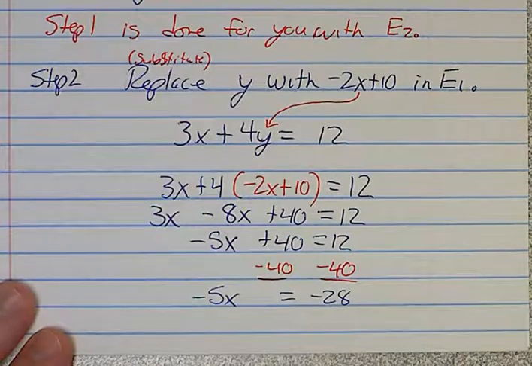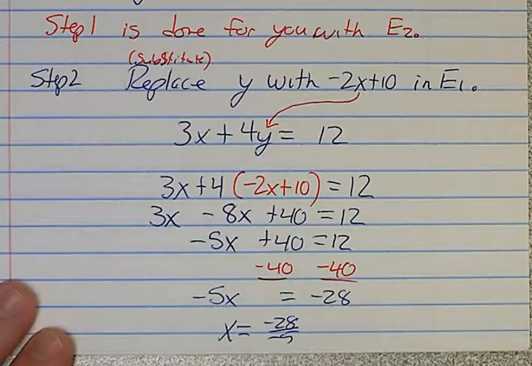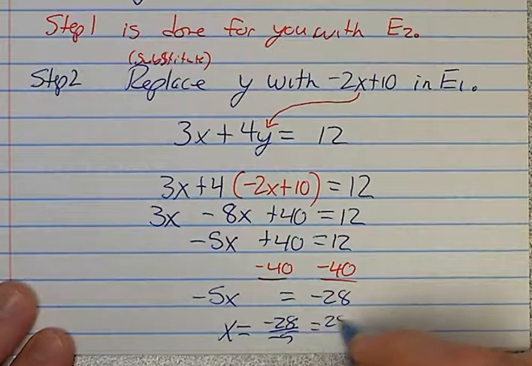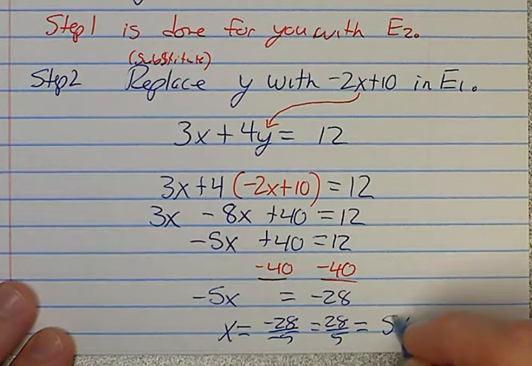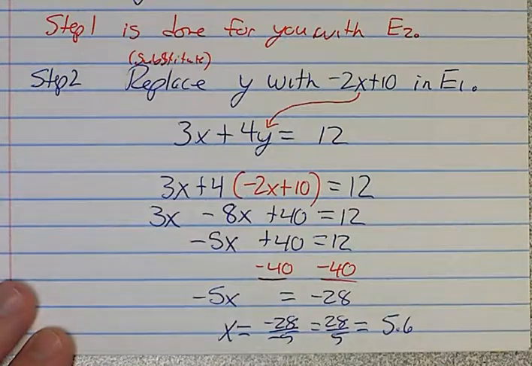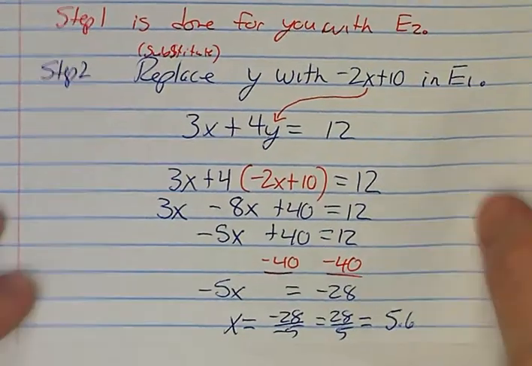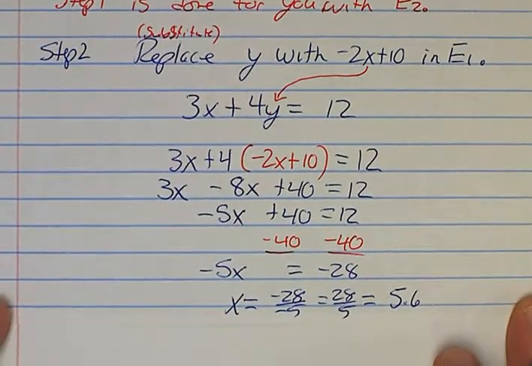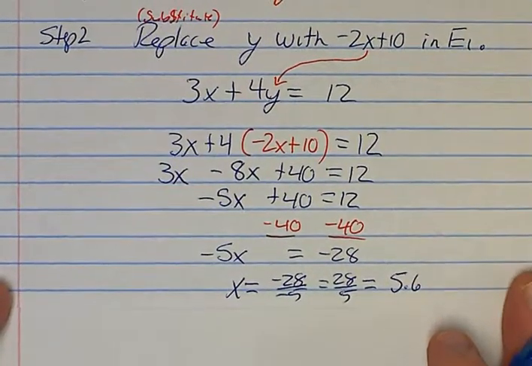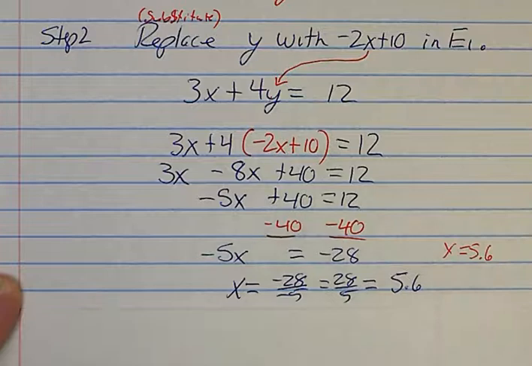Now, in your mind, you're probably thinking, but 5 doesn't go into 28. Okay, it doesn't, so you're just going to have to divide it out and see what you get. Negative 28 divided by negative 5. Now, we could leave it as a fraction, but for this case, let's just go ahead and do a decimal number. That'd be 5.6. Okay, so we've got x is 5.6, so that's kind of where we were last time, that we're halfway there.